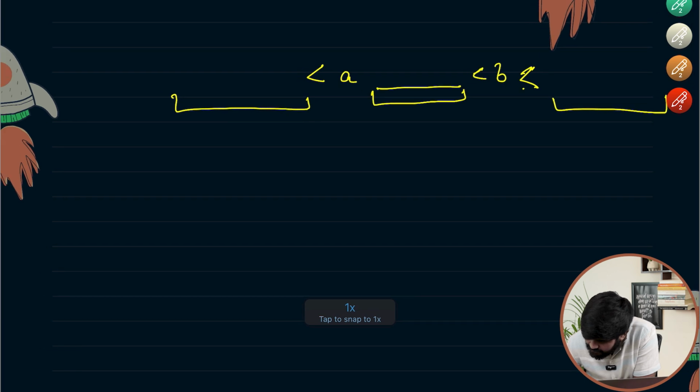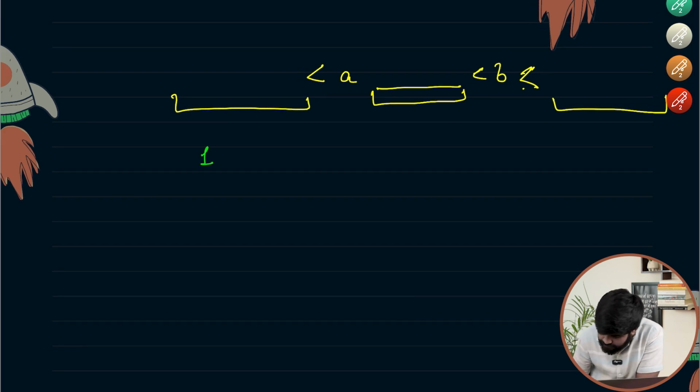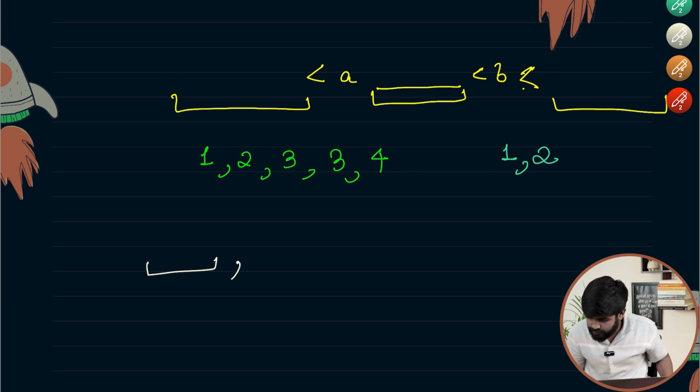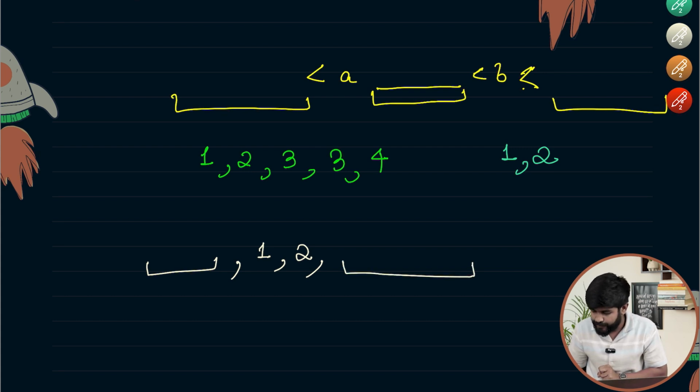So let's see the very first example itself. We have 1, 2, 3, 3 and 4, and the values of A and B are 1 and 2. So all the values which are less than 1 should come at this side. We don't have any values less than 1, so it's fine. This part would be now from 1 to 2. What are the values? We have 1, we have 2, and then all the values which are greater than 2. Greater than 2 we have 3, 3, 4, but we can also write 4, 3, 3.